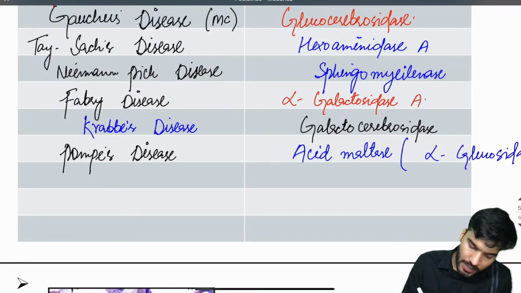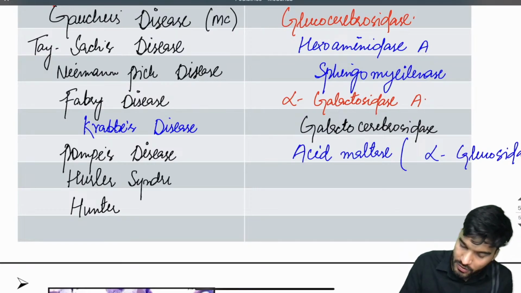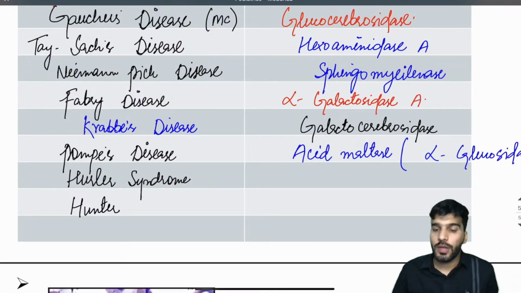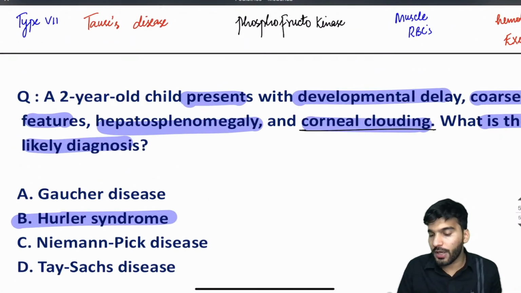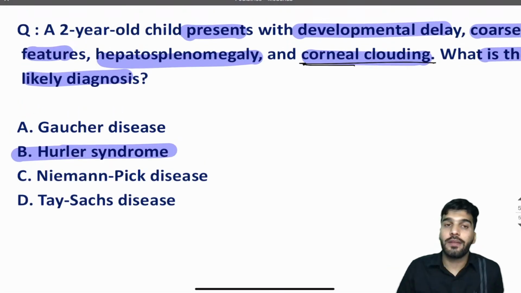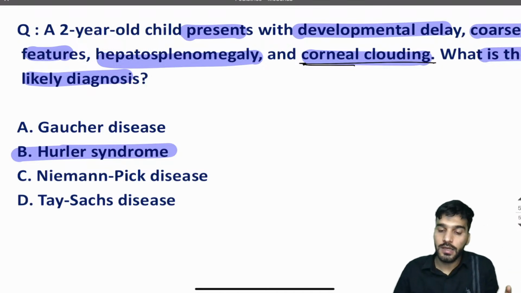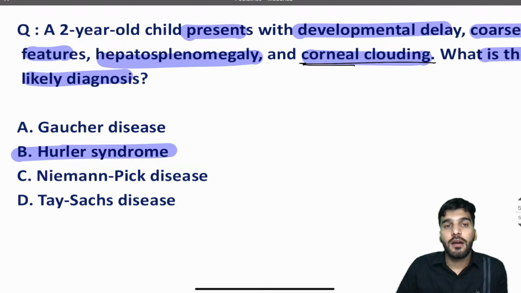Then, sir, we have Hurler syndrome or Hunter syndrome. Hurler and Hunter. So whenever we go for the hunt, we need a clear eyesight. If it is mentioned that there is no corneal clouding, think of Hunter syndrome. If it is mentioned that there is corneal clouding, think of Hurler syndrome. So to hunt, you need to see clear. For hunt, if it's clear, it's Hunter syndrome. If corneal clouding is there, it's Hurler syndrome.